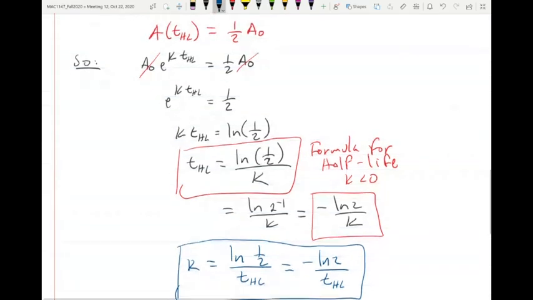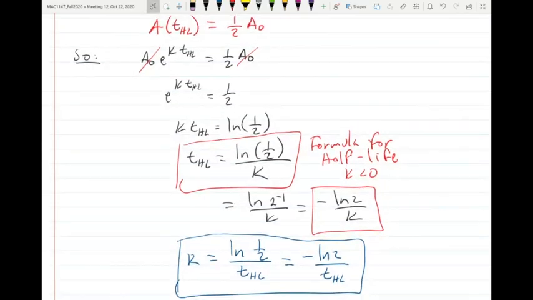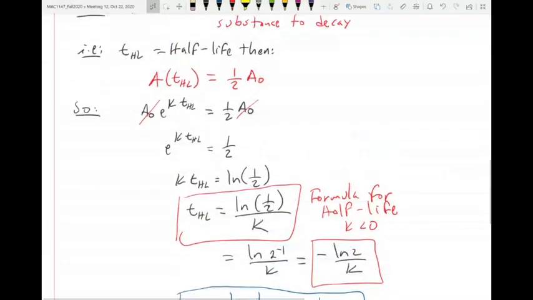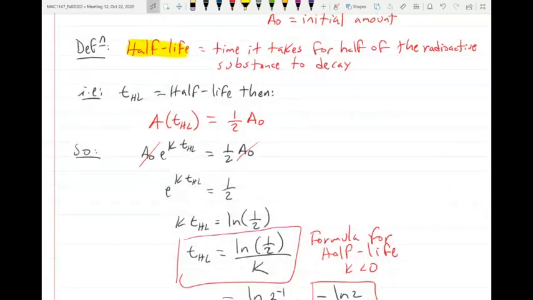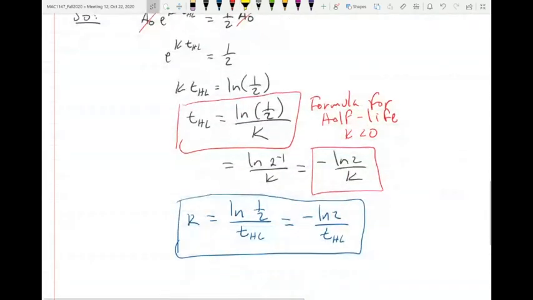Okay. Questions? The way we obtained these formulas was very similar to the doubling time. Once again, you should not be memorizing these formulas. But what is really important is the definition. If you understand what the half-life is, you can always recover this formula that we just came up with. So that's the reason why I'm showing you this. All right, are you okay with this?